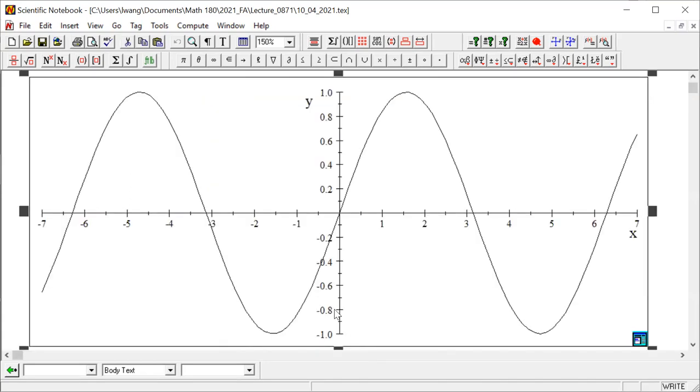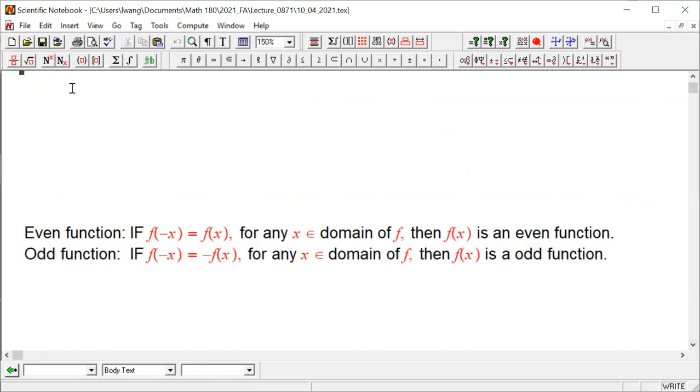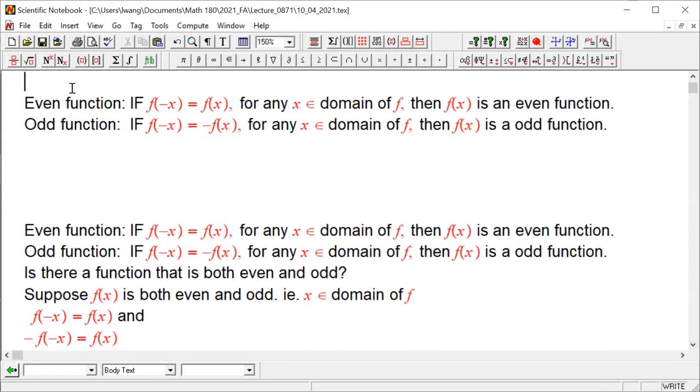So this is the curve. Now, when we observe this function, is it even or odd? What can you do? You have to first understand the definition. We have to first understand the definition, right? So where's the definition? I'm going to bring the definition right to the top.